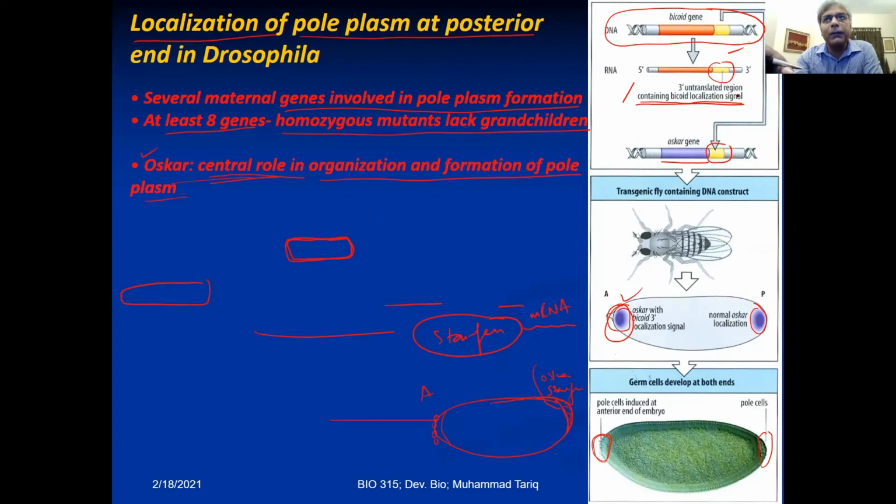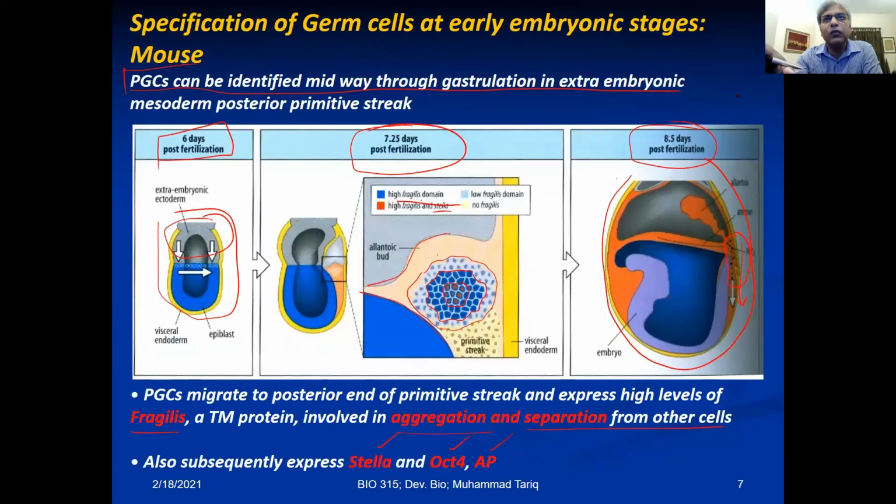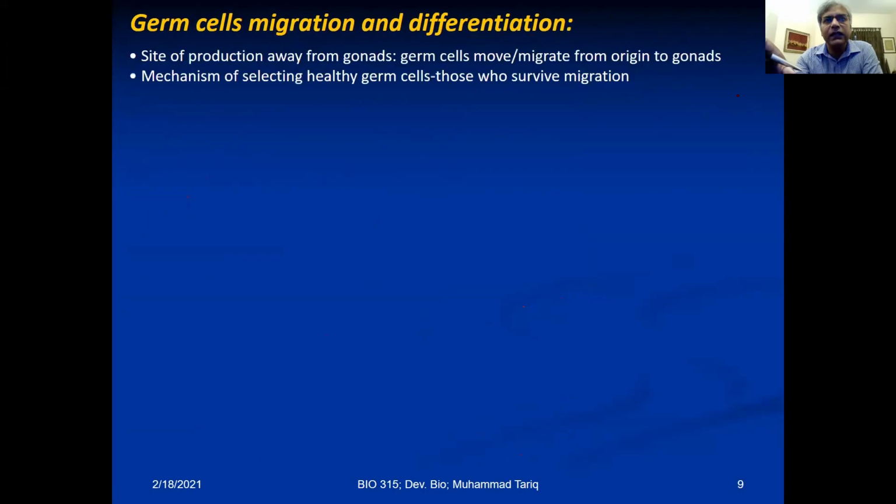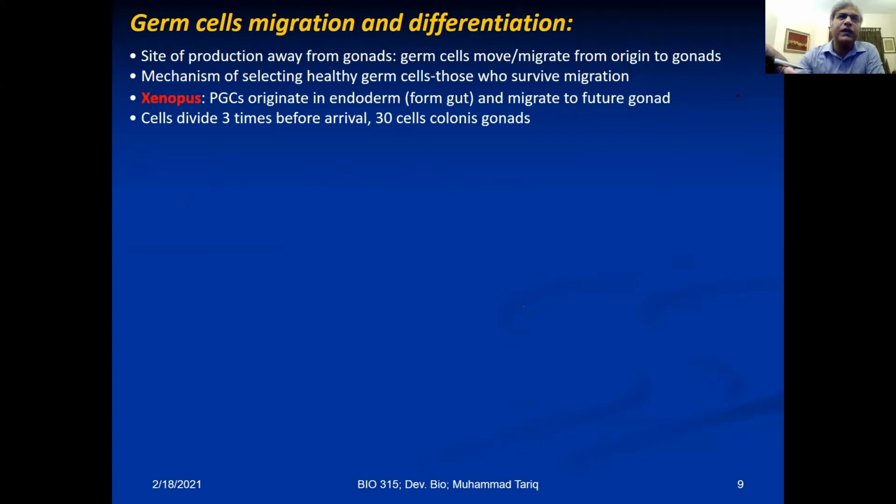I told you we'll come back to the movement of PGCs, primordial germ cells, in mouse, which is a very interesting phenomenon. The site of production of germ cells is usually away from the gonads. They are not formed right where their future location is supposed to be. Germ cells are specified at a specific position, and then they migrate to the place where the future gonads are.